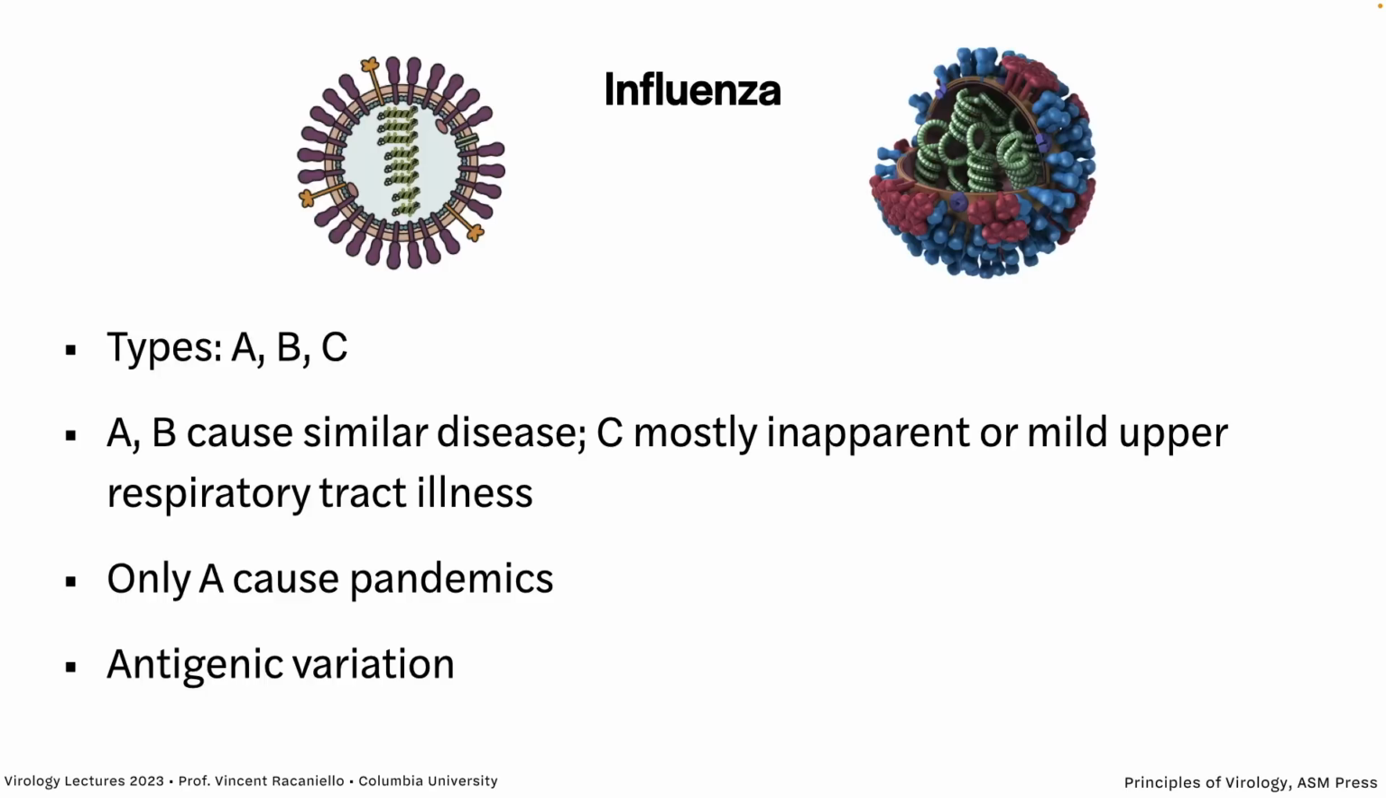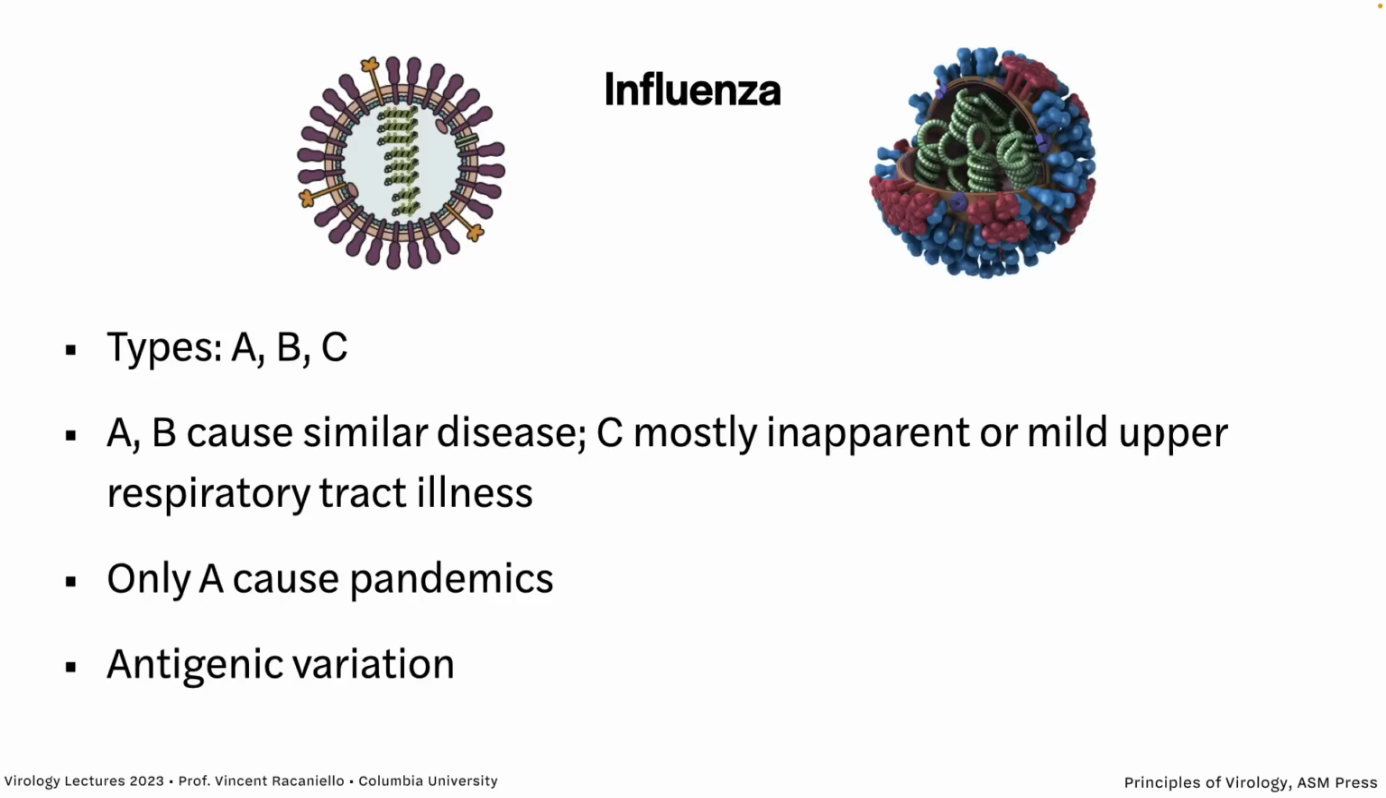So there are 3 types of influenza virus. Remember, this is an enveloped virus with a segmented negative-stranded RNA genome. 3 types. Type is an interesting word. These are different influenza viruses. If you get infected with a type A, you're not going to be protected against B or C. That's one of the differences. And A and B cause a similar disease, a respiratory infection that we'll talk about. C, mostly inapparent or mild upper respiratory tract illness, common cold. That's another name for a common cold. Only influenza A virus causes pandemics.